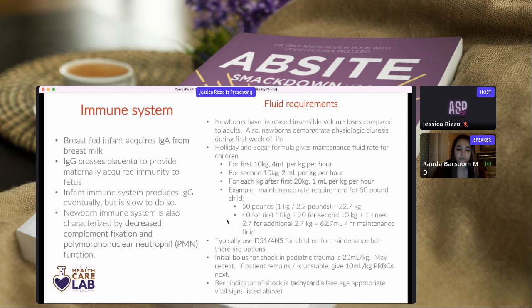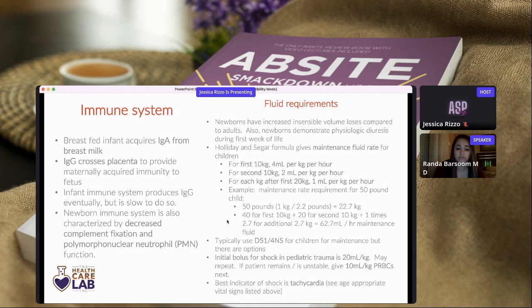So in fluid resuscitation in an infant, almost like how we do in the adult, we follow the 4-2-1 rule. So for the first 10 kilograms, you give 4 mil per kg per hour. For the second 10, you give 2 mils per kg per hour. And then for each kilogram after, you give 1 mil per kg per hour. And that's a great way to calculate maintenance fluid for these infants.